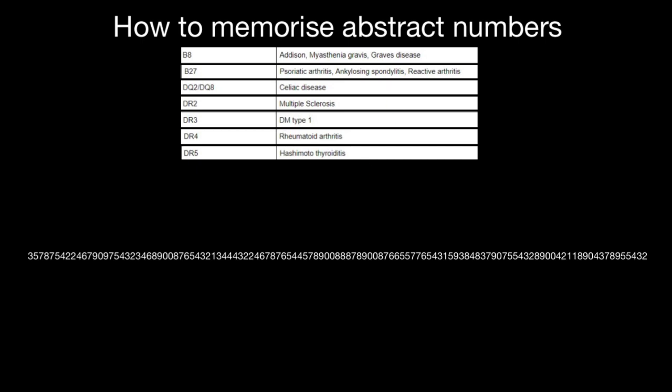This technique is not hard, it's actually fun to learn. One more time, in this column we have HLA genes. HLA means human leukocyte antigens, which is a part of the human histocompatibility complex. So how are we going to memorize it? Gene B8 is associated with Addison disease, myasthenia gravis, and Graves' disease.